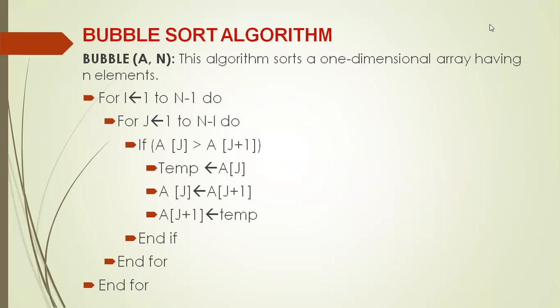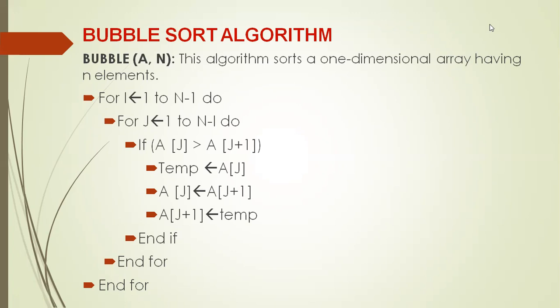When i is 1, j takes the value 1 to n minus i. n minus i is how much? i is 1, n minus 1 is 4. So 1 to 4. So first, when i equals 1, j takes 1, 2, 3, 4. When i equals 2, j takes the values 1, 2, 3. When i equals 3, j takes the values 1, 2. When i equals 4, j takes the value only 1.